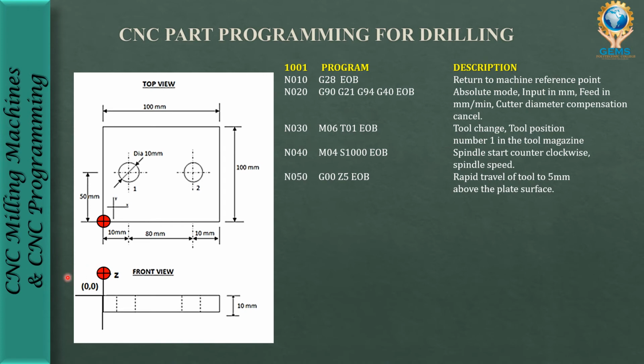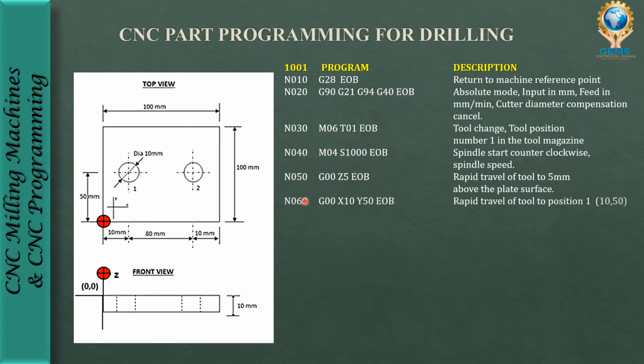Okay, now you can understand the tool rapidly moves and comes to this position. This is the front view and this is the top view. In the front view, you can see the Z and X position. In the top view you can see the X and Y position. This is the X position and this is the Y position. So the tool rapidly comes to position at Z5.